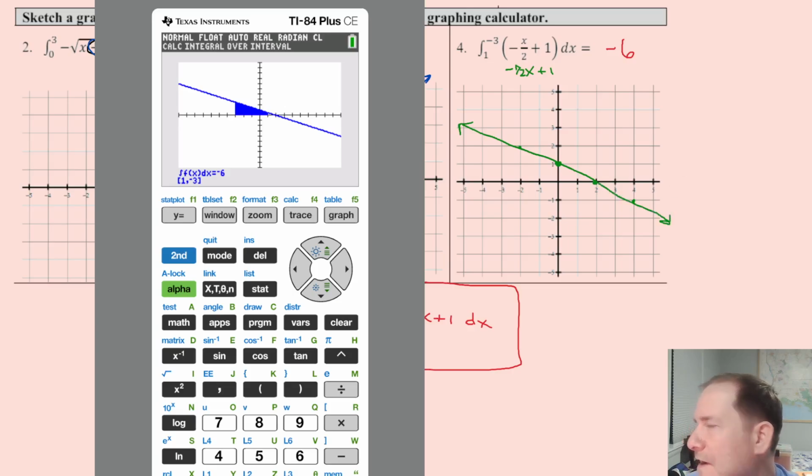And so where's the area that this integral represents? Well, it's supposed to be the area from 1 to -3. So there's the 1, and here's the -3. And again, our area is kind of building from the right to the left, which means even though it's area that's above the x-axis, we'll treat it as negative. So that's why we got -6.